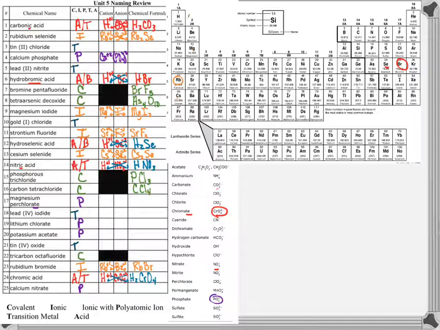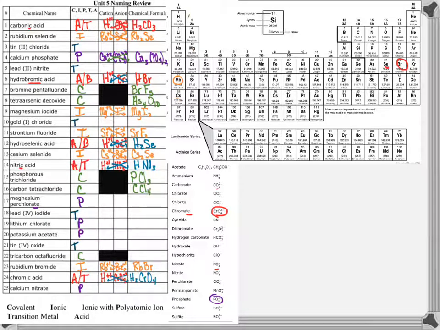Next, I'm going to crisscross. I'm going to put this one in a different color so you can see the crisscross. So that 3 is going to go in front of my calcium. So now it's Ca3, next parentheses, PO4, and I ended up with 2 of those.